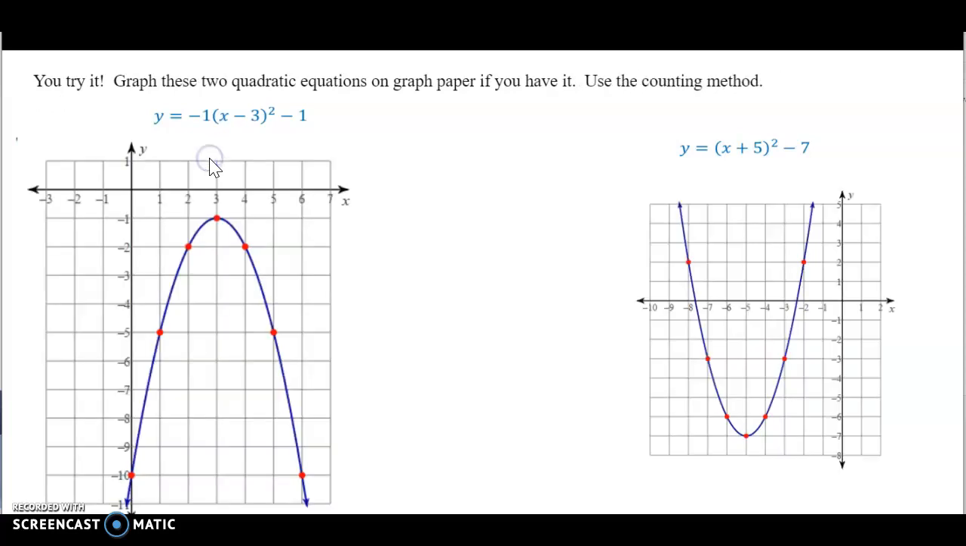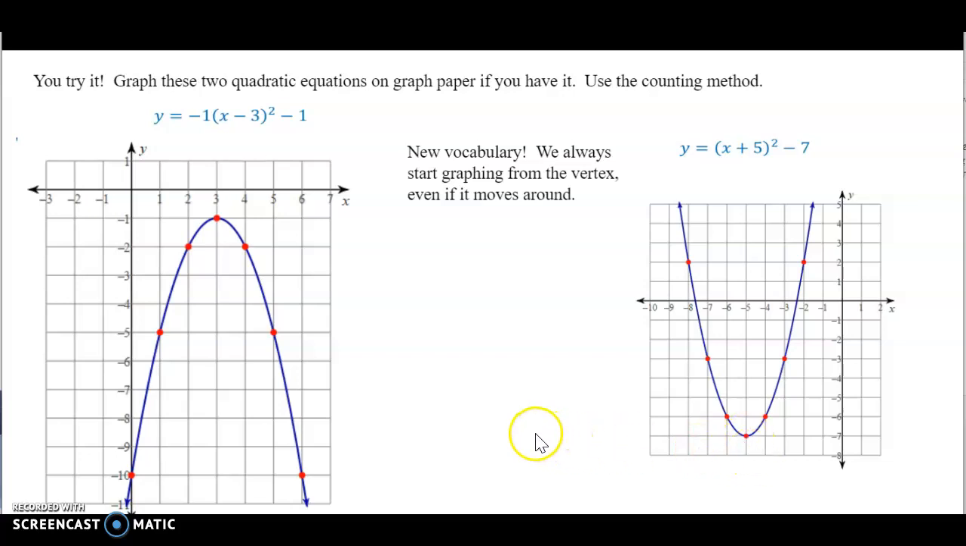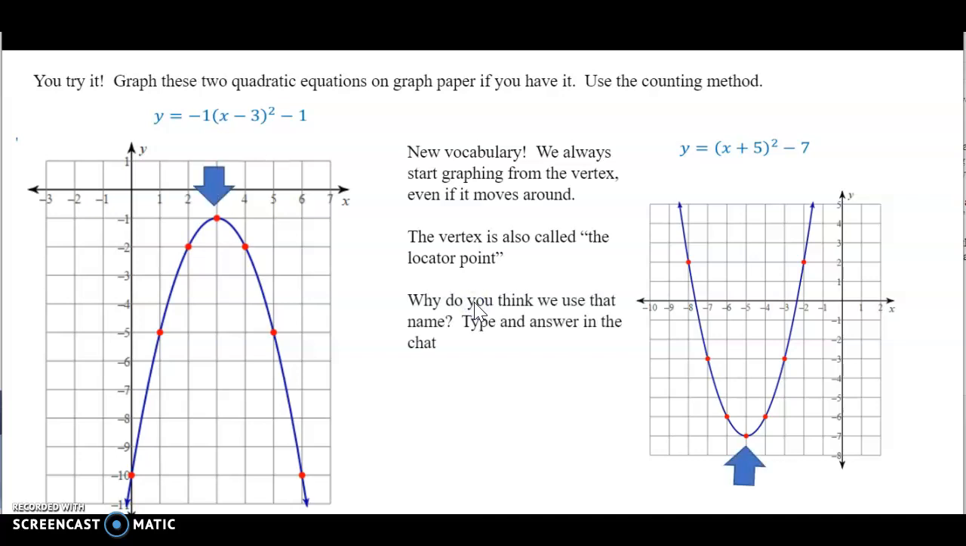Hopefully you've graphed this and gotten this graph. Awesome. Let's move on. Okay, a new vocabulary. We always start graphing from the vertex. Even if the vertex moves around, this is still the easiest way to graph. And the vertex is also called the locator point. Why? Because that's how we locate where the starting point will be.